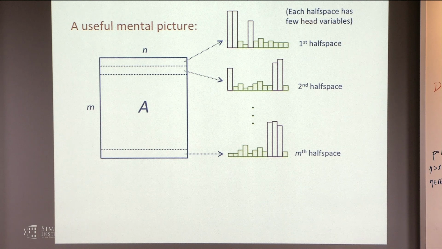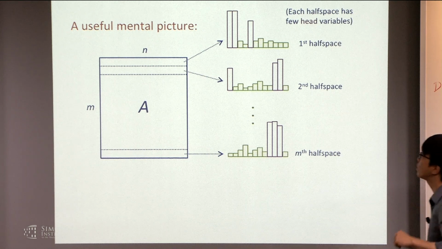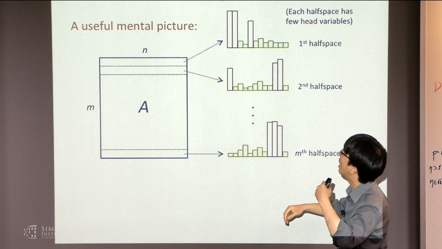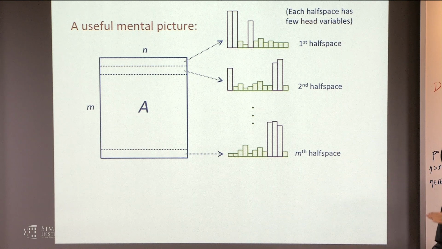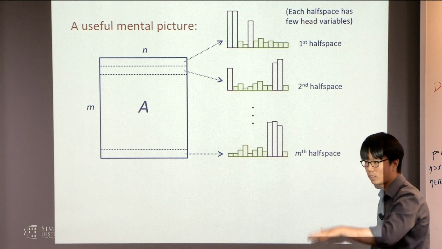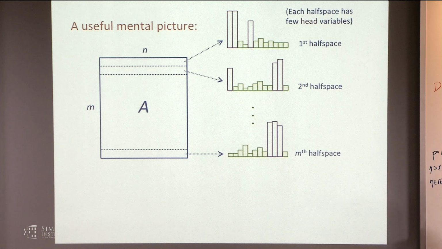We are given an intersection of m arbitrary half spaces. And we're going to look at the weights as a matrix, an m by n matrix. In every row of the matrix, we can highlight a few variables that are large, such that for that row, if you ignore the large variables, what you're left with is a regular linear form. However, the union of all heads could still cover all n coordinates.